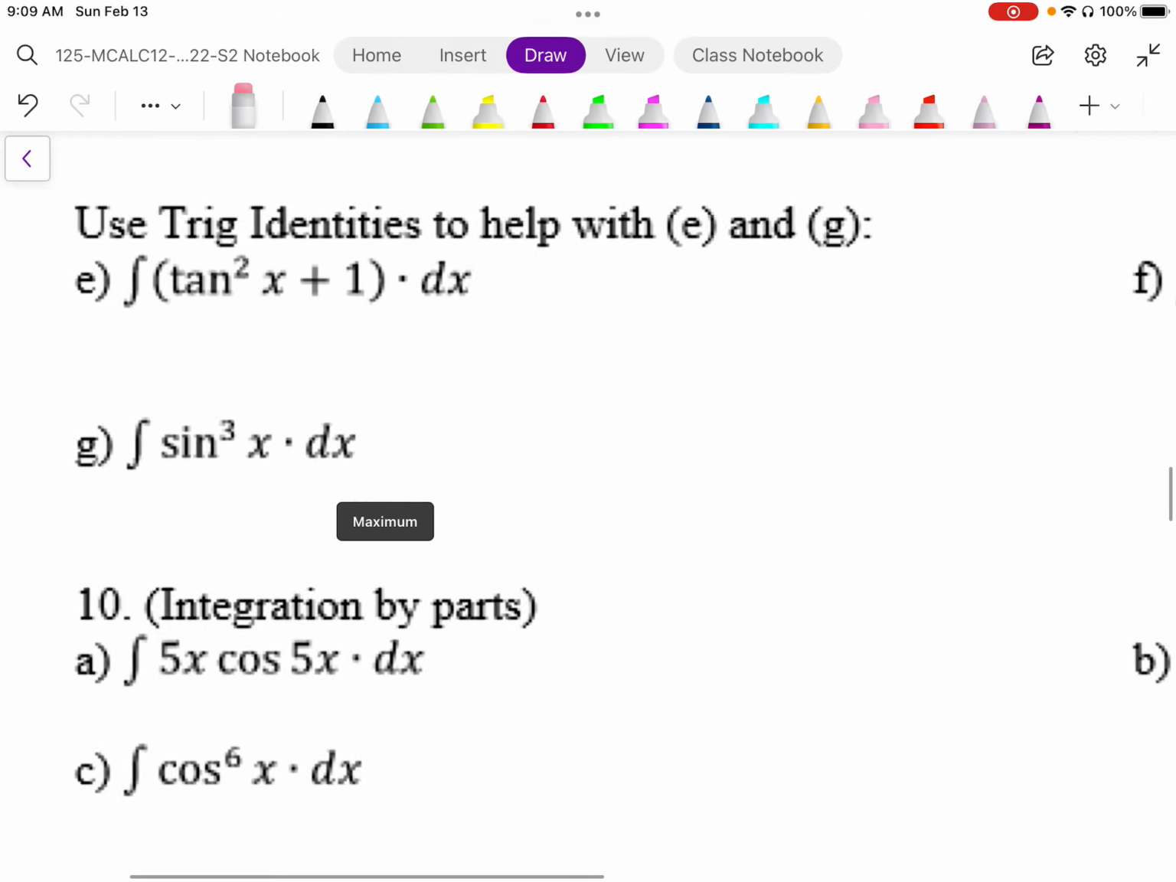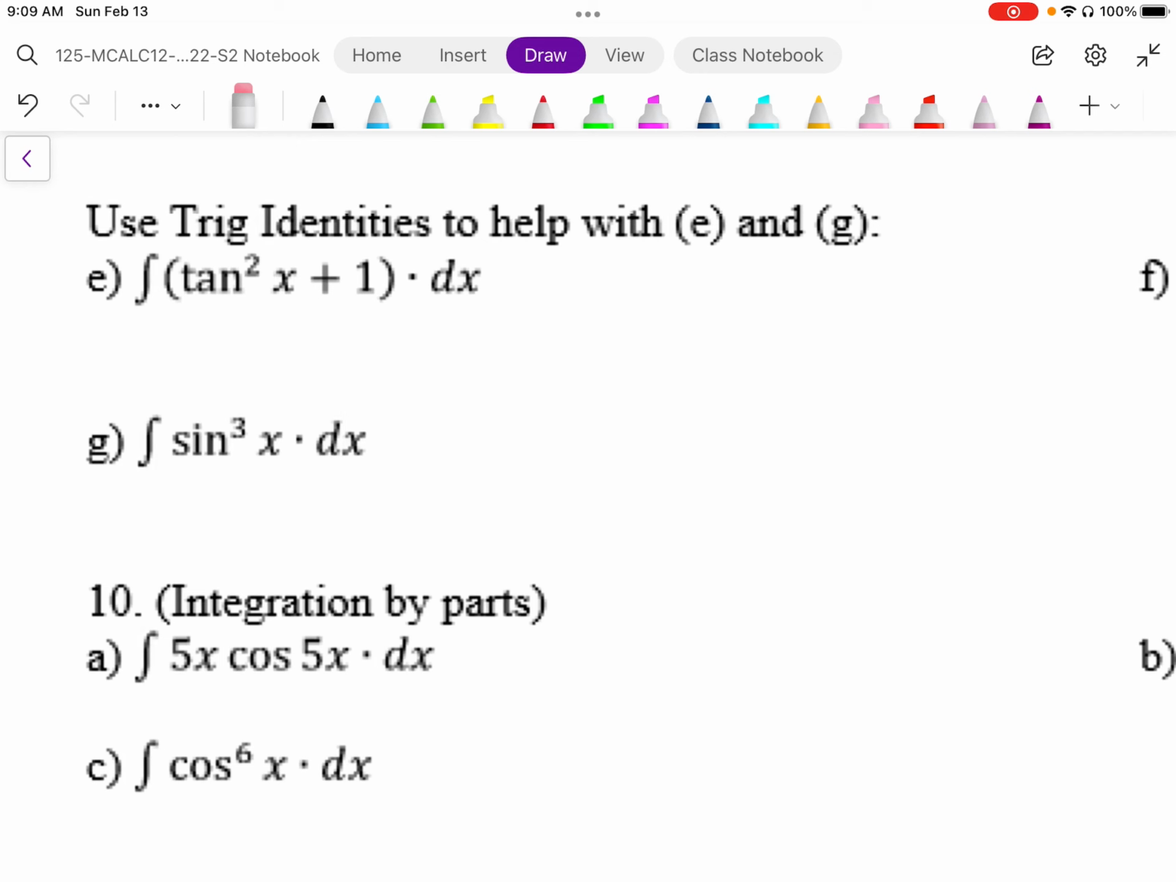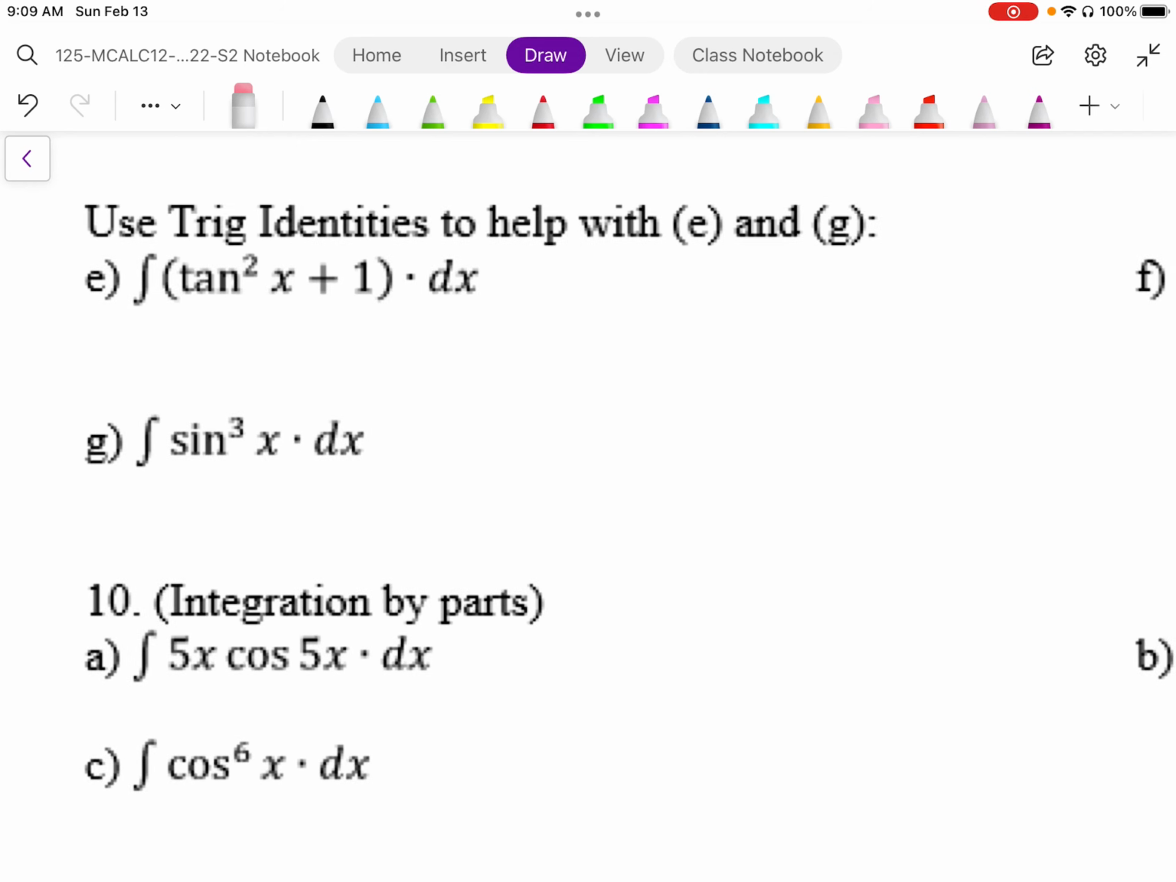In integrating sine cubed dx, we need to apply a trig identity here. We cannot apply the power rule and integrate trig at the same time. That won't work. So we need to apply some kind of identity here that allows us to get an expression that we might be able to work with.